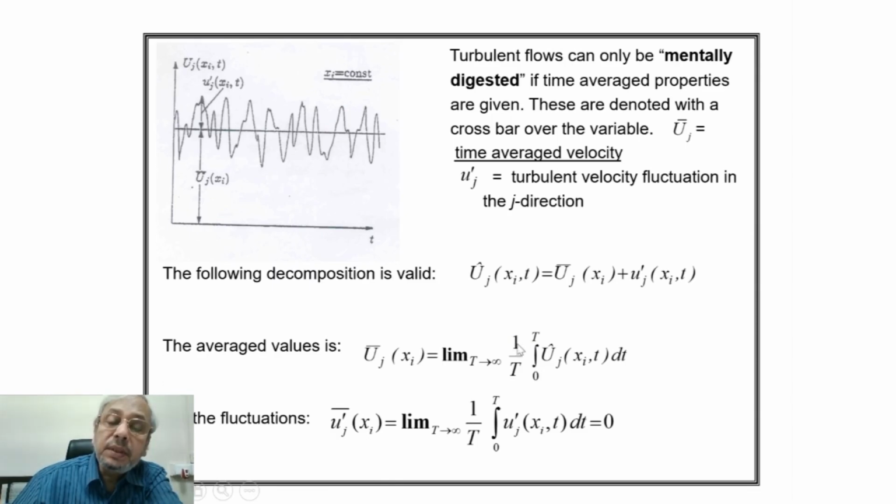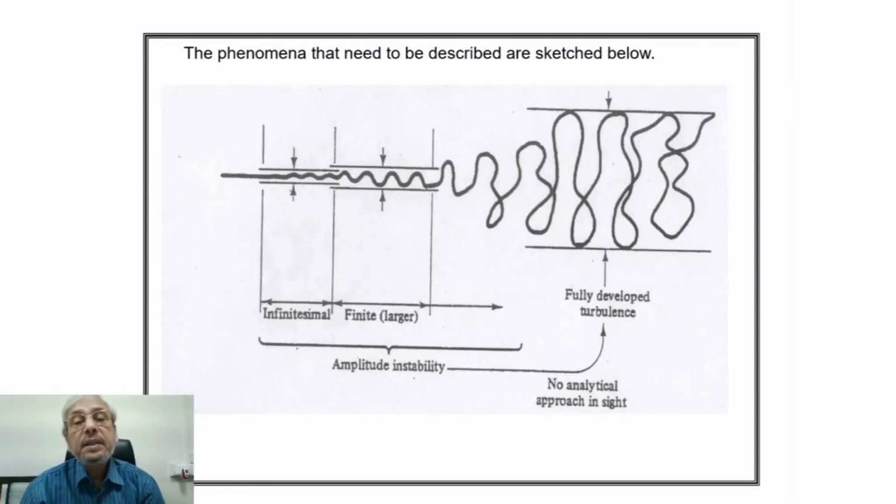This integral will be divided by 1 by t. And for fluctuations, uj prime over bar, which is basically again the integral of uj prime dt divided by 1 by t, this is 0. At every instant it is there, but when it is averaged over the time window, it is 0. Now the phenomena that need to be described are sketched below.